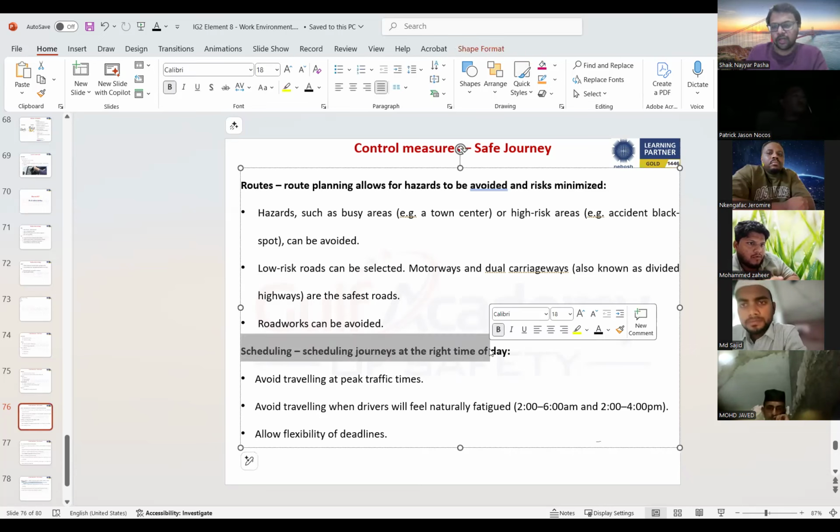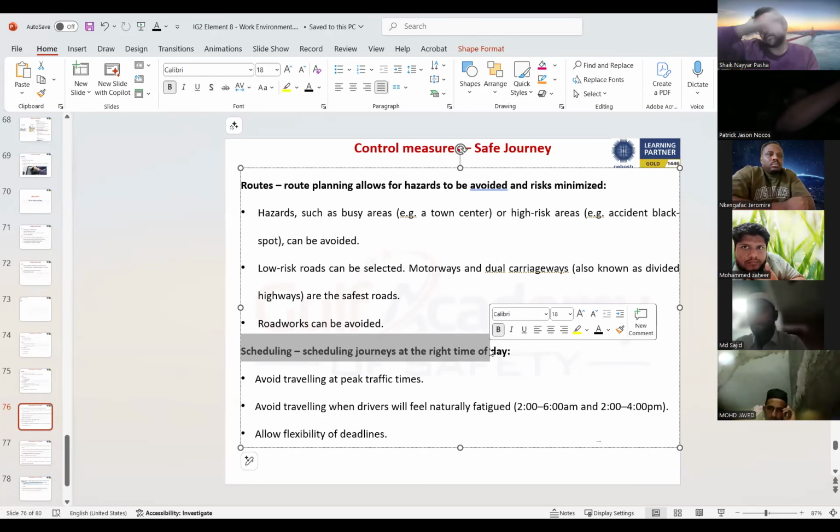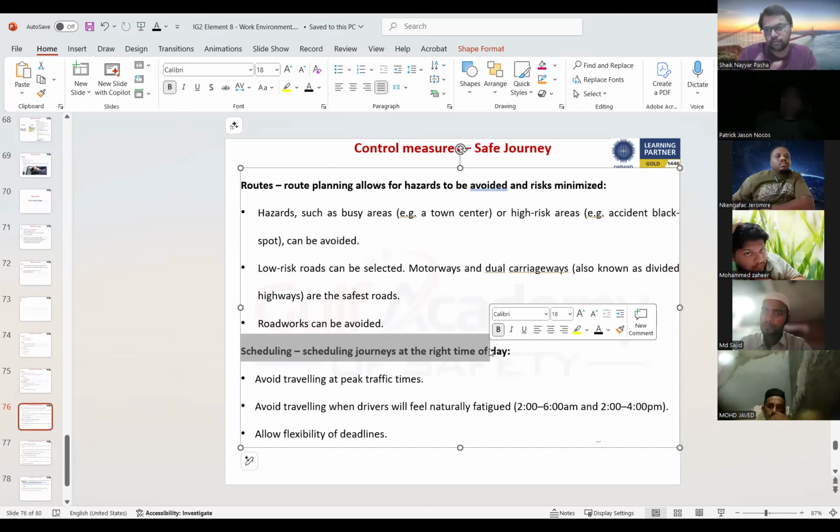Scheduling: avoid driving in peak traffic times. Peak traffic time is generally at what time? Morning 8 o'clock to 11 o'clock, I guess, right? And in the evening from 5 o'clock to 7 or 8, this is the time where there is huge traffic. Office time. Yes, because in the morning people start going to their offices, in the evening they come back to their homes. This is where a lot of traffic is seen. So the management should make sure that the traveling happens in non-peak times.